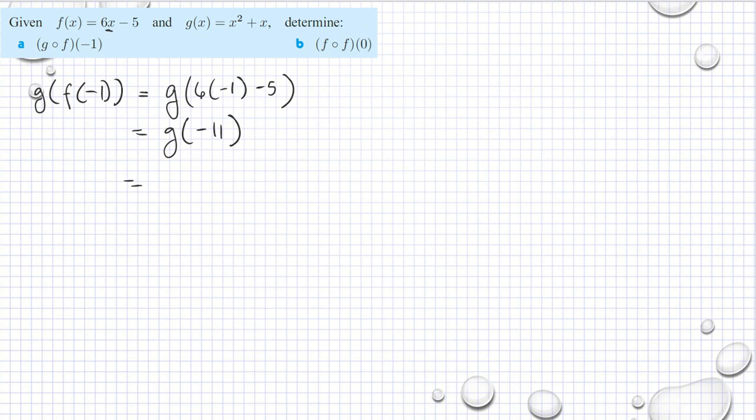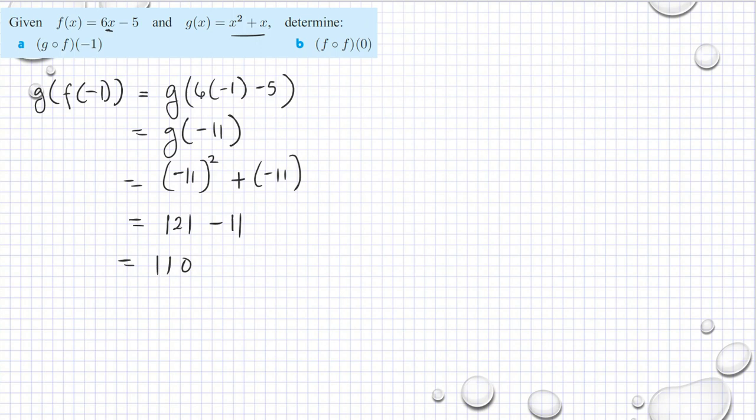Then we have g of negative 11. We have negative 11 raised to 2 plus negative 11. Then we have 121 minus 11, which is 110.